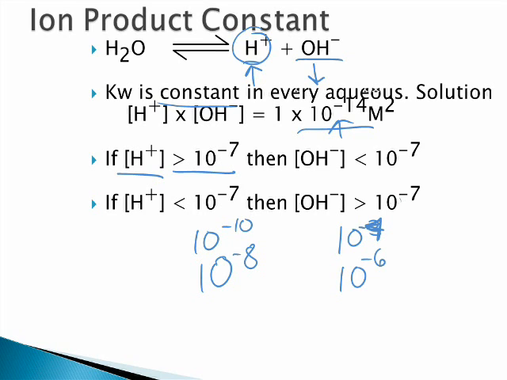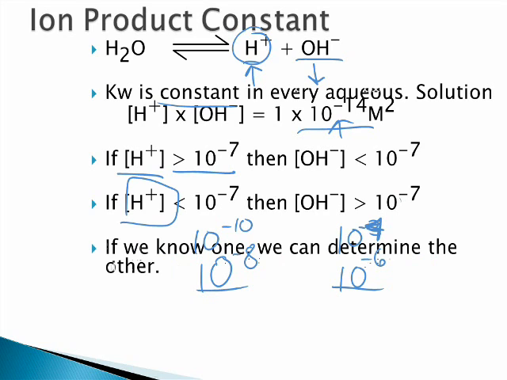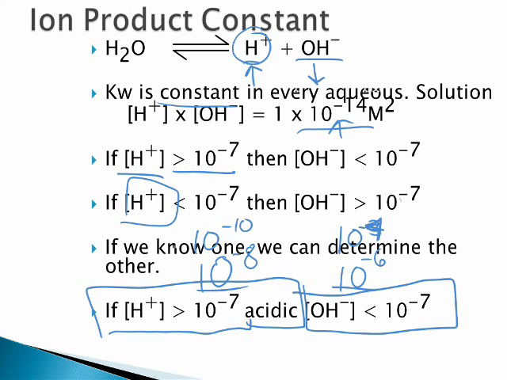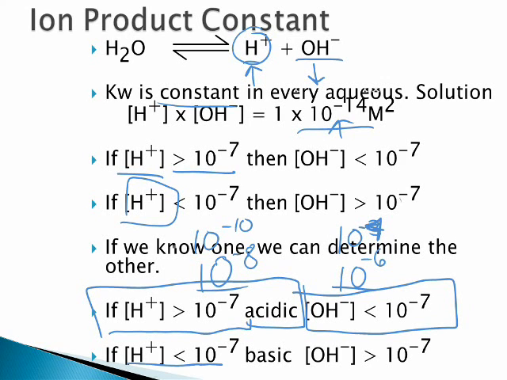So we can tell which has the greater concentration, and then we can tell if it's acidic, basic, or neutral, based on these concentrations. The concentrations will tell us if something is acidic or basic. If we know one, we can determine it. If the hydrogen concentration is greater than 10 to the minus 7, it is acidic. That means the concentration of OH is less than 10 to the minus 7. If the hydrogen concentration is less than 10 to the minus 7, it's basic. That means the concentration of the hydroxide ion is greater than 10 to the minus 7, and it's basic as well.